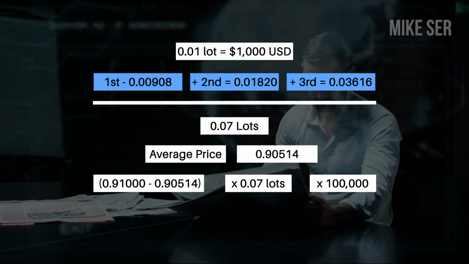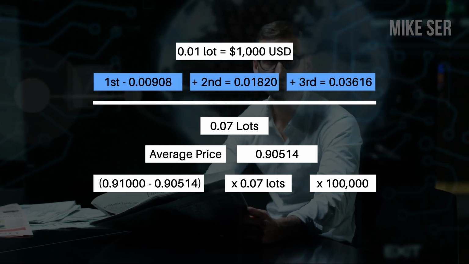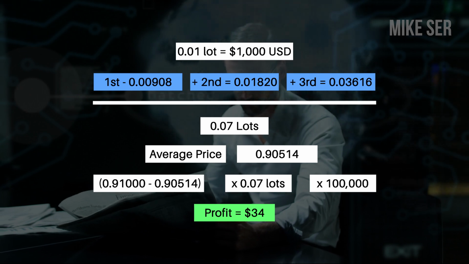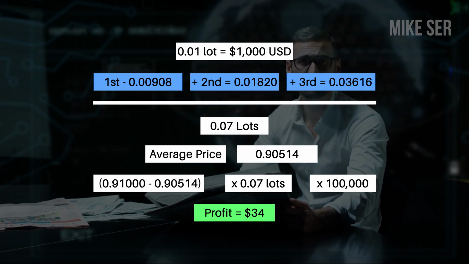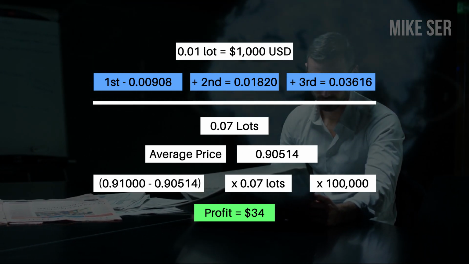You minus the average price, which is 0.90514. You multiply by the number of lots times 100,000. It'll give you a $34 profit. So even though your first 2 positions were losing, it was able to turn that unrealized loss into a profit.